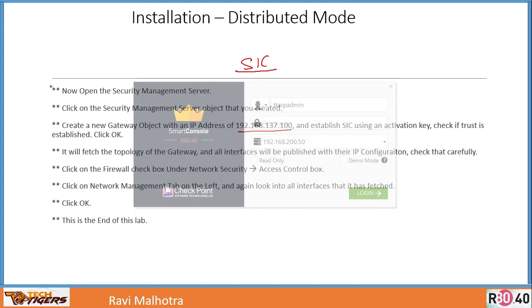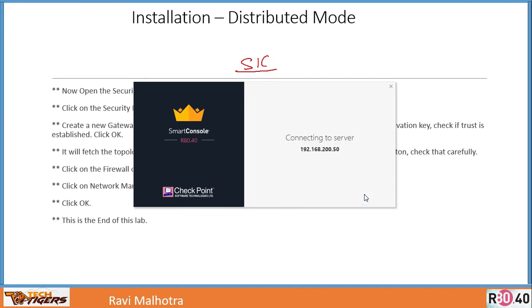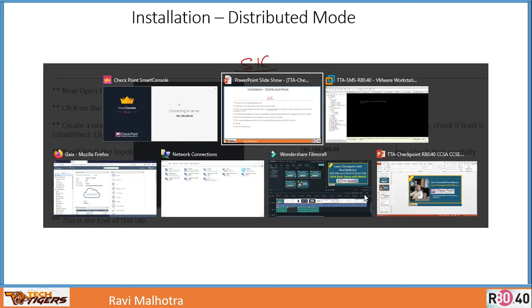It's taking some time. Gateway, give it an IP address, 192.168.137.100. Give it a color, pink color, and a comment: it's a gateway for Delhi location, head office, secure internal communication. Click on the communication tab and give it an activation key here, 123456789. Click on initialize.